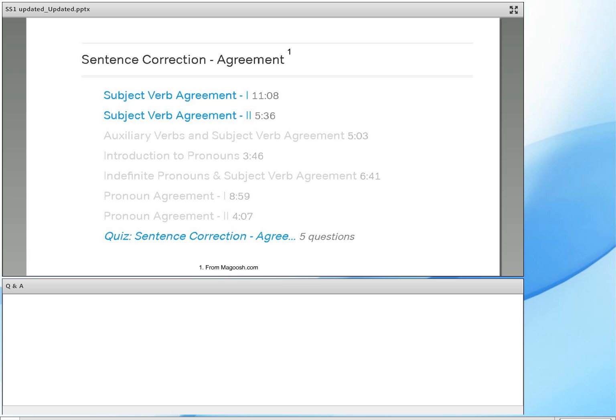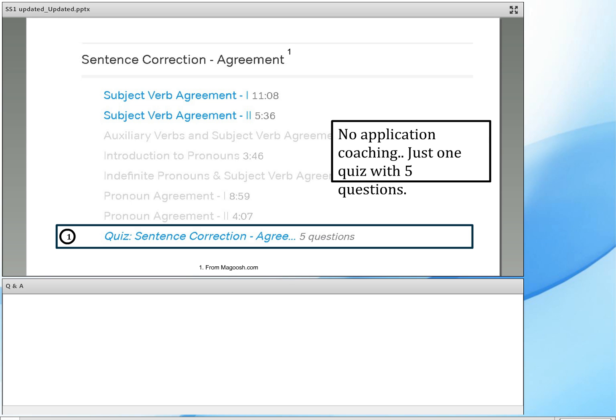When you compare this with a Magoo course, again, what you're going to find is that there is no application file. There is really just one quiz with practice questions. Again, you don't see the score over there because the intent is not to give you feedback, just to give you practice.